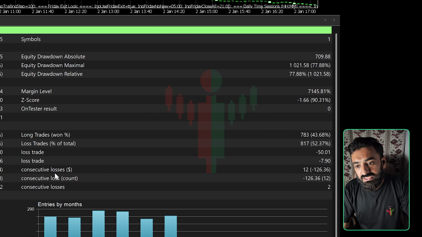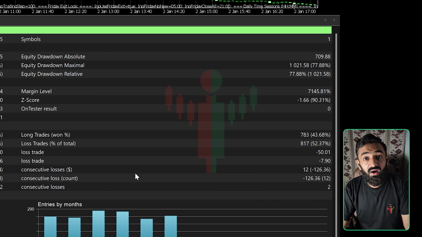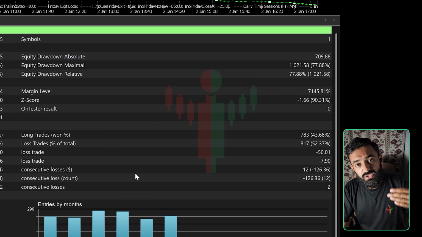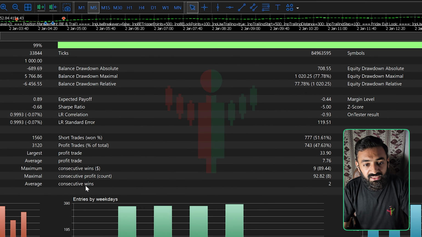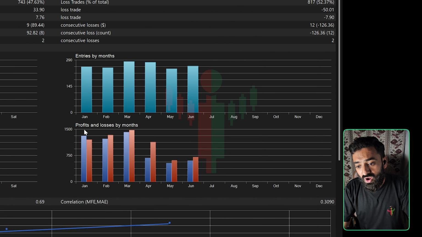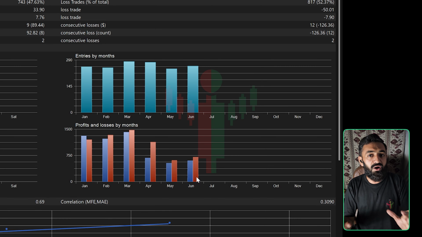And the consecutive losses are 12. There were 12 consecutive losses in one row. Loss after loss, this 1, 2, 3, 4, all were in the loss. And the maximum row goes up to 12. And the consecutive wins here, these are the average. And here below, the most important is profit and loss by month. In January, it made some profit. In February, March, April, May, and June, every month is in loss.